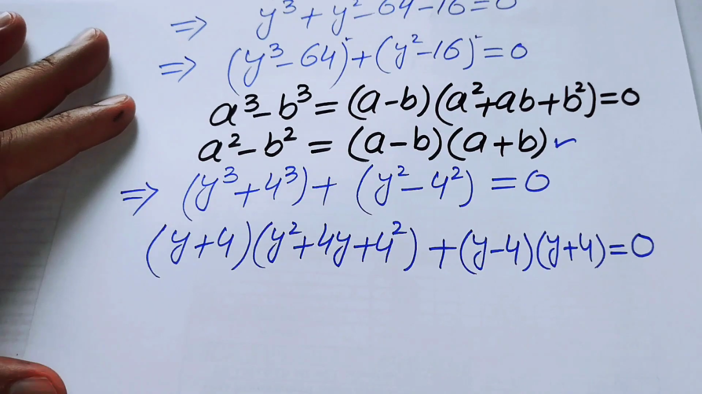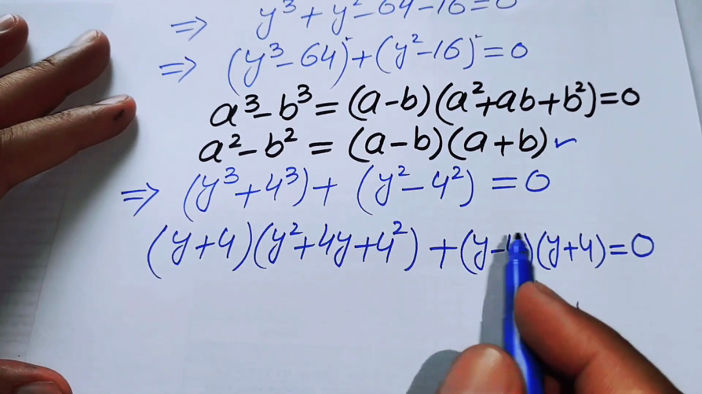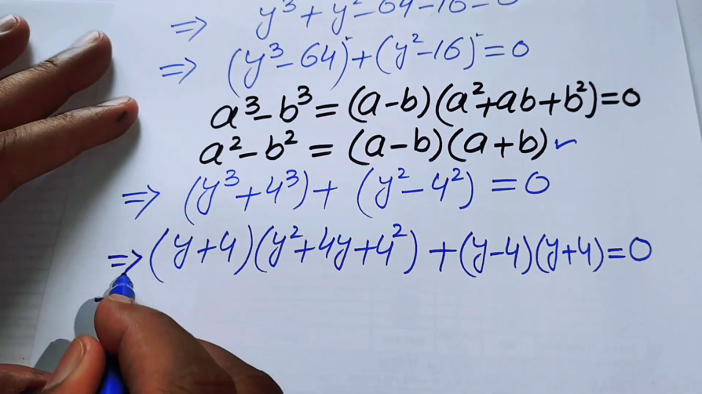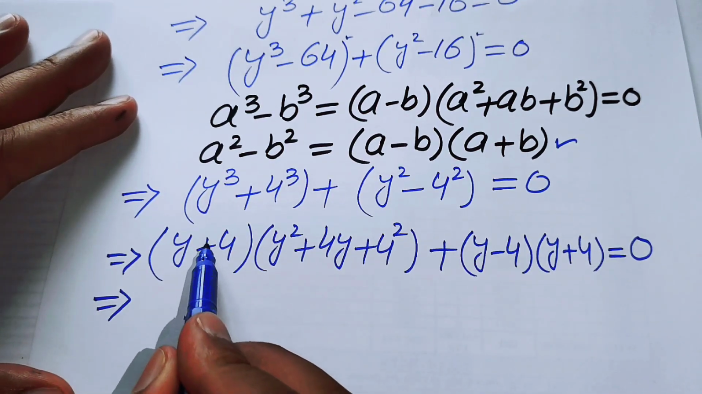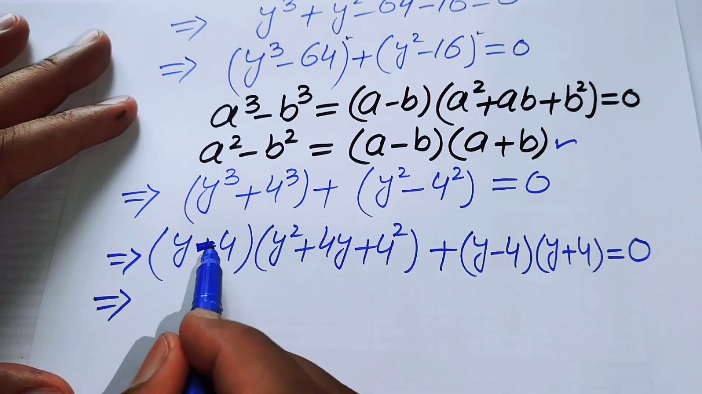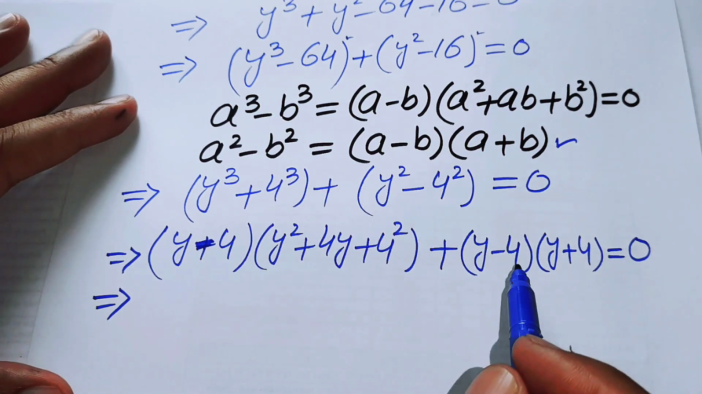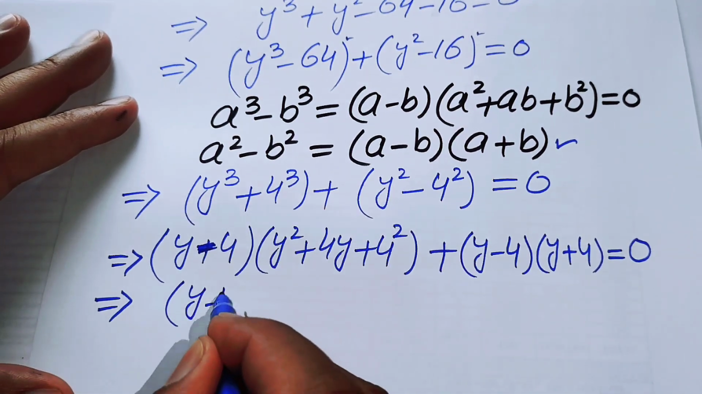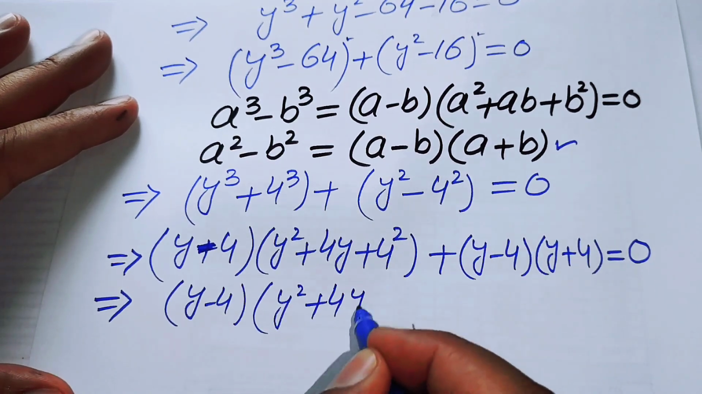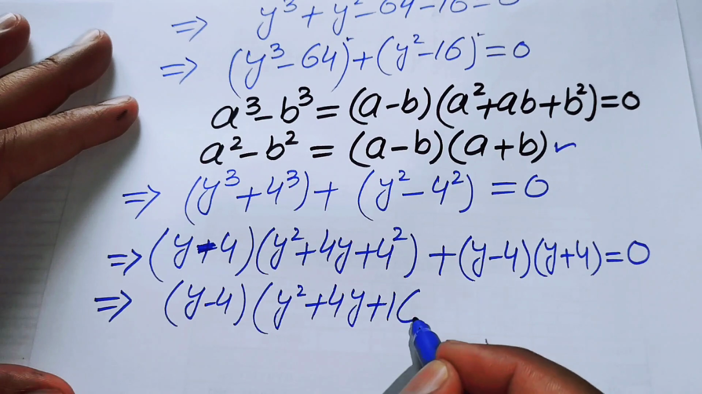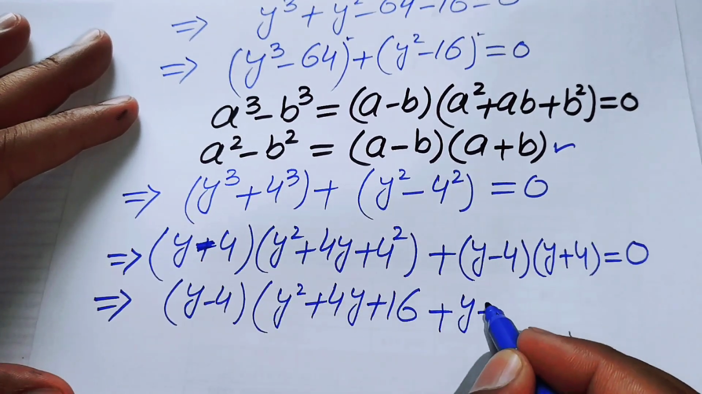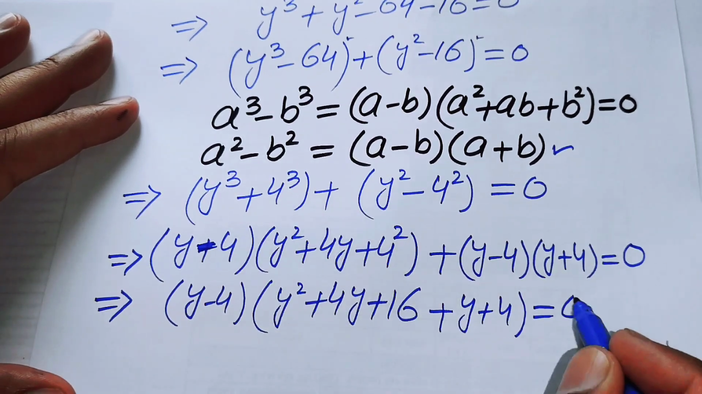And after that we will take common y minus 4 from both of the terms, sorry, here we have y minus 4, because in this formula we have a minus b, so this is y minus 4. So now we can take common y minus 4 from both of the terms, and it becomes y square plus 4y plus 16, and plus y plus 4 is equal to 0.